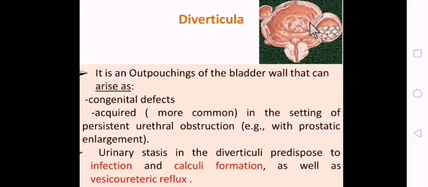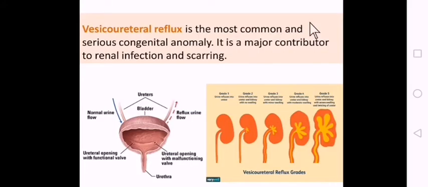The complications of diverticuli are number 1, infection, number 2, calculi formation, وطبعا هذا سببه stasis of the urine, and number 3 is vesico-ureteric reflux. So what is vesico-ureteric reflux? It is the most common and serious congenital anomaly. It is a major contributor to renal infection and scarring.